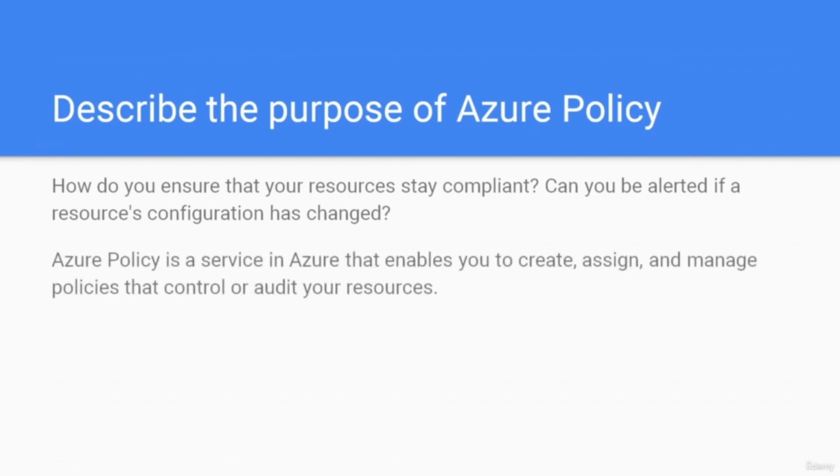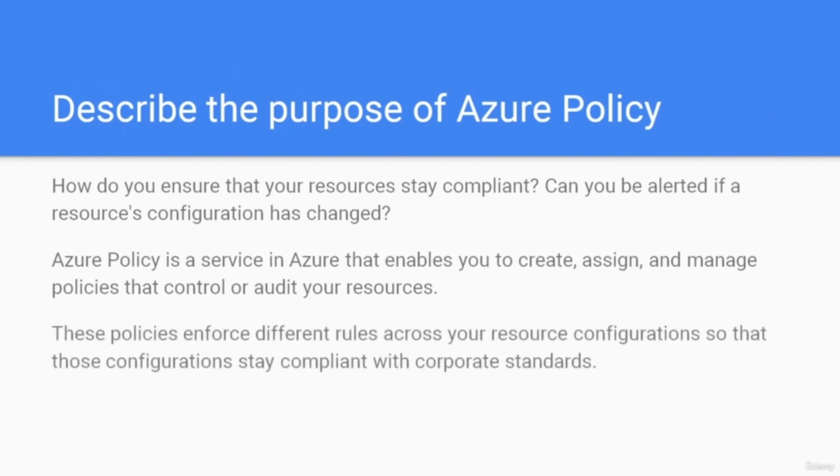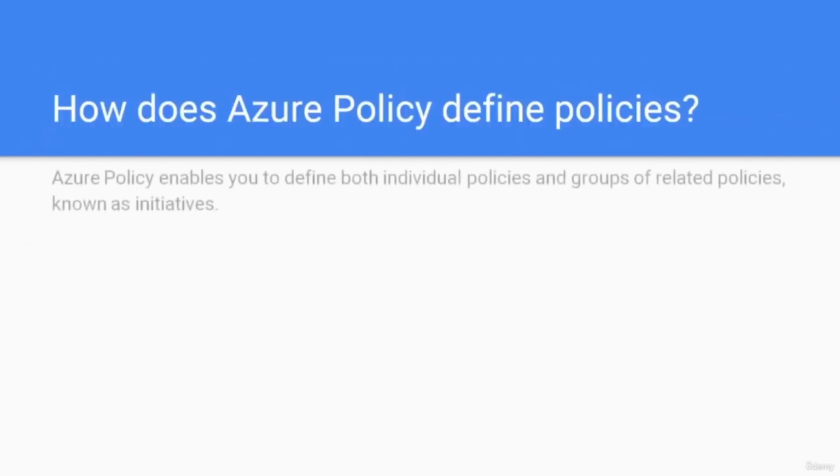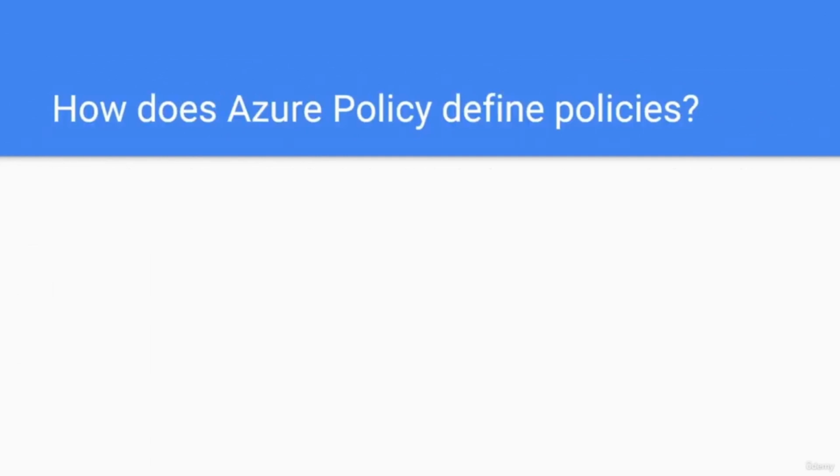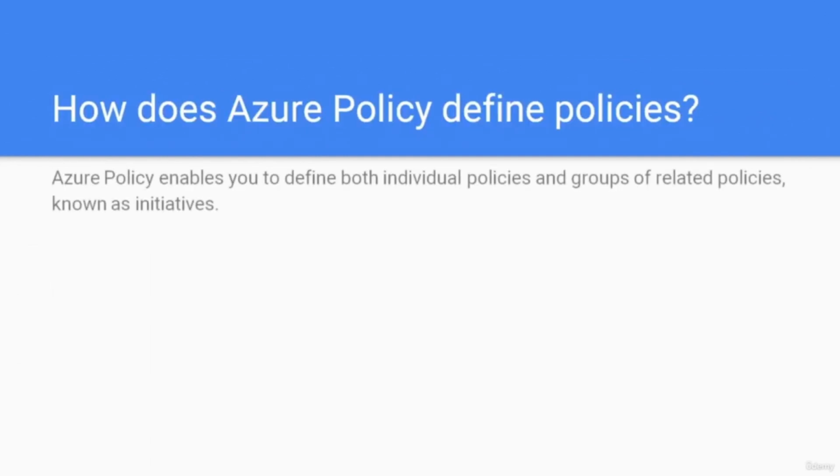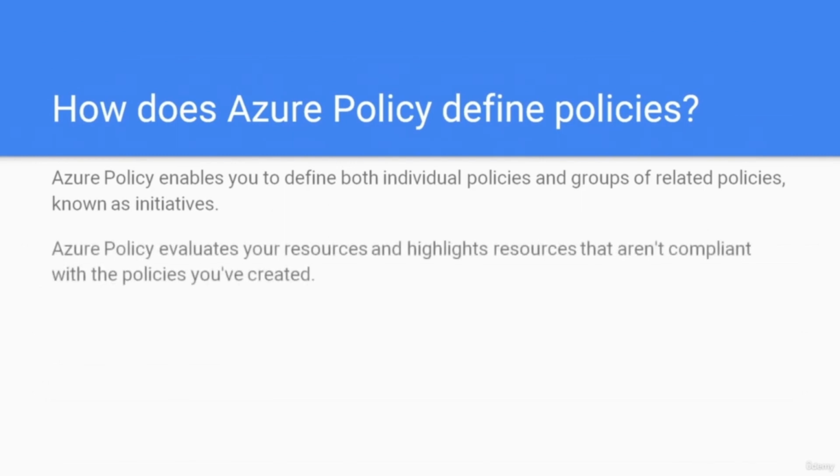Azure Policy is a service in Azure that enables you to create, assign, and manage policies that control or audit your resources. These policies enforce different rules across your resource configuration so that those configurations stay compliant with corporate standards. So how does Azure Policy define policies? Azure Policy enables you to define both individual policies and groups of related policies, known as initiatives. Azure Policy evaluates your resources and highlights resources that aren't compliant with the policies you have created.